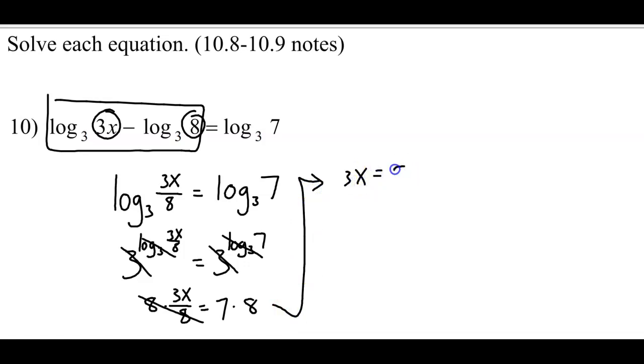And on the right side, we end up with 56. And then we're going to divide both sides by 3 to get the x by itself here. So I end up with 56 over 3, and that's my final answer.